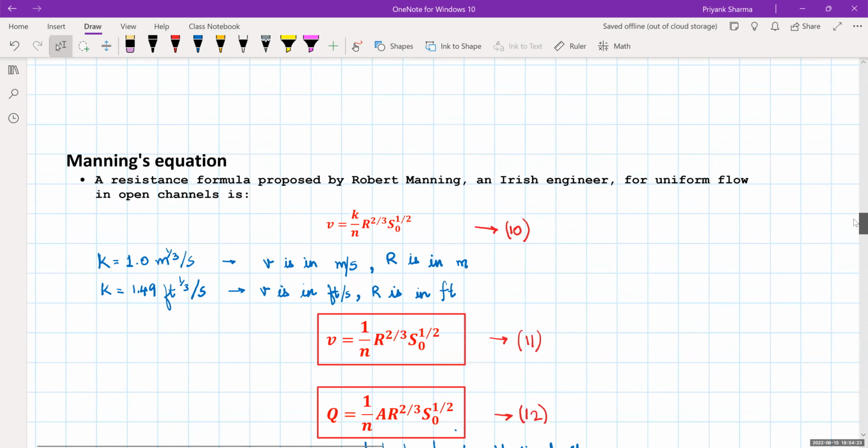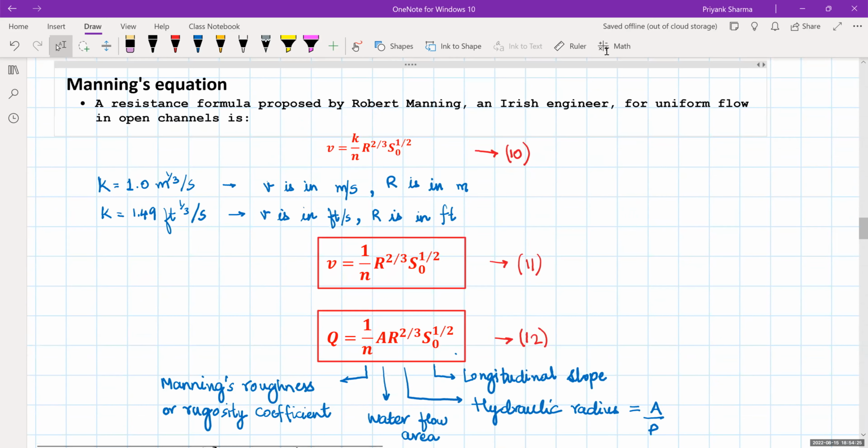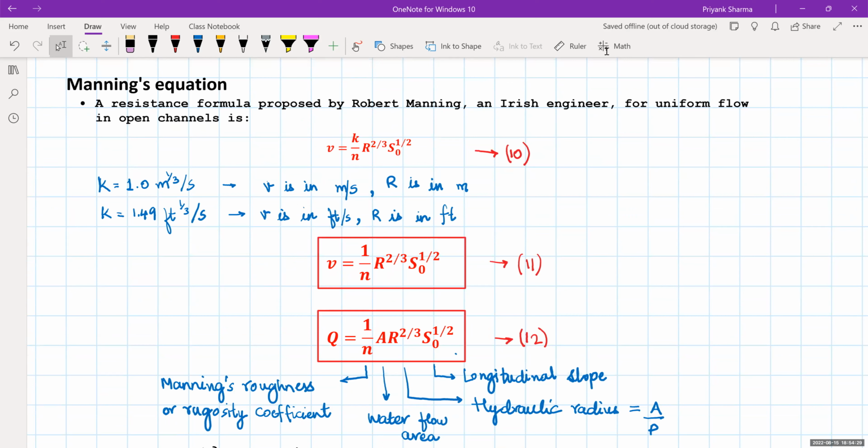Now there is another resistance equation that is more famous than Chezy's equation. That is Manning's equation, which was proposed by an Irish engineer called Robert Manning, and he found the relationship V is equal to K by n R raised to 2 by 3 S naught raised to half. So this is the very well known Manning's equation which he proposed.